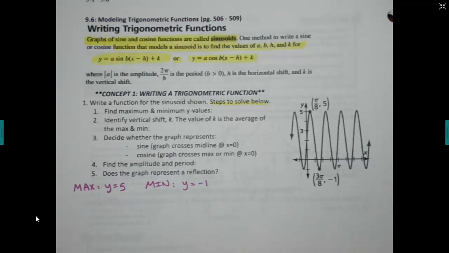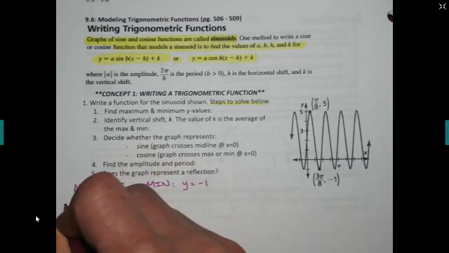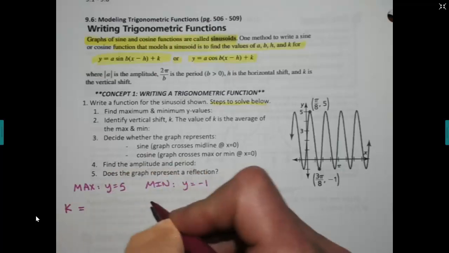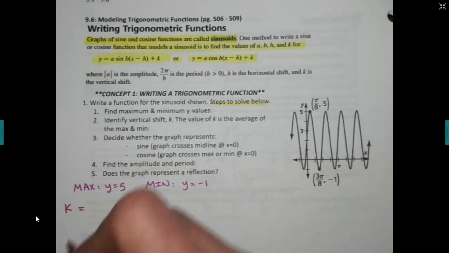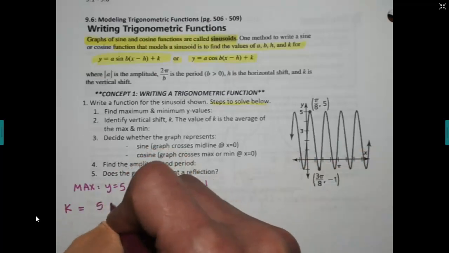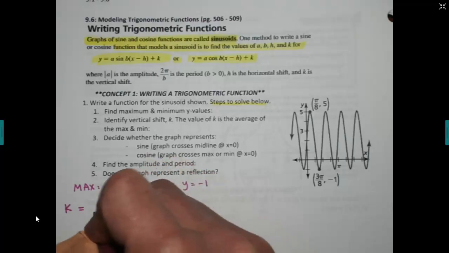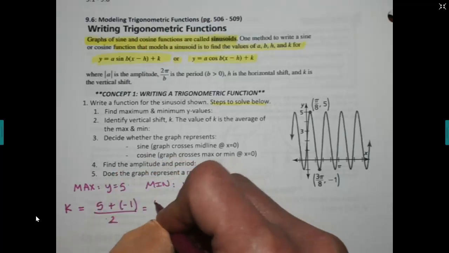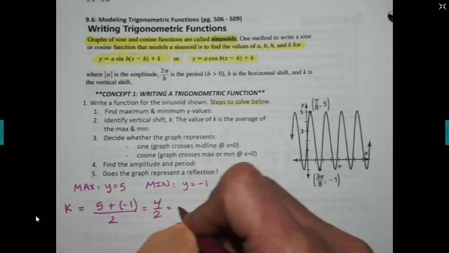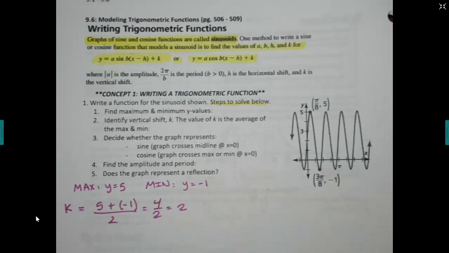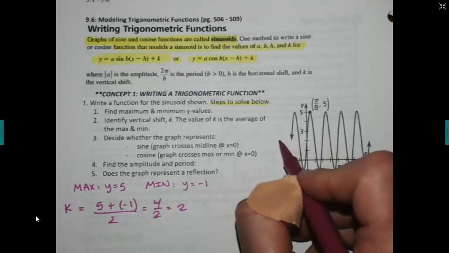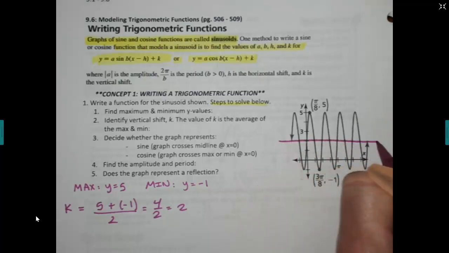And with that, then I can identify my k term. My k term is the midline, and it's just the average of your max and min. So if I take my max 5 plus my min value at -1 and divide that by 2, I get 4 divided by 2, which is 2. Alright, so that's where y equals 2, and that's right here, right? There's the midline.